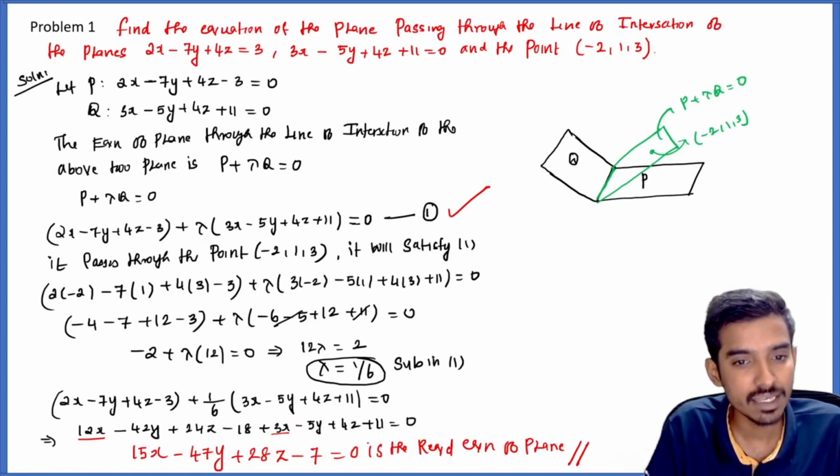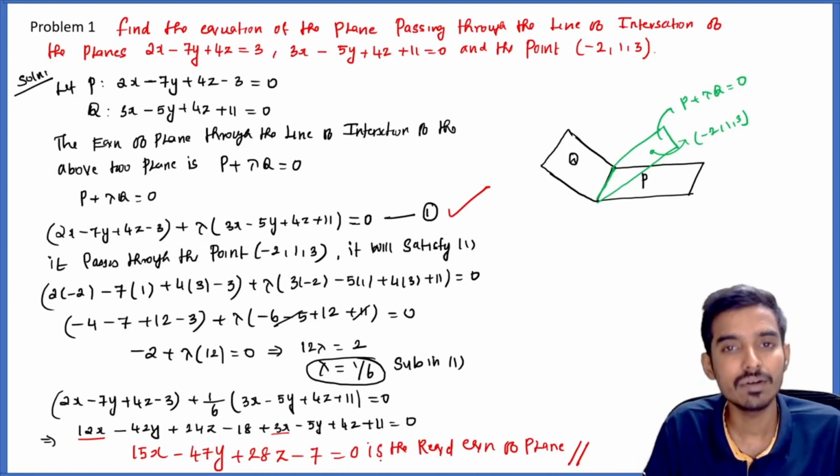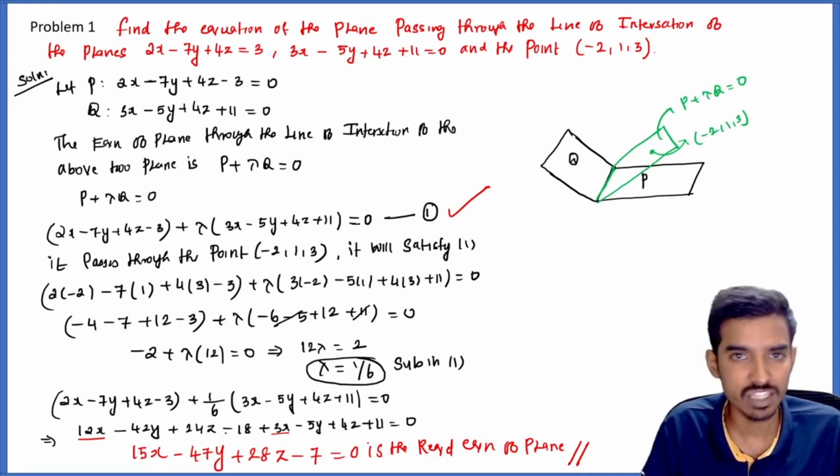Substitute this 1 by 6 here. Simplify. So 12x plus 3x is 15x, minus 42y minus 5y is minus 47y, 24z plus 4z is 28z, minus 18 plus 11 is minus 7, is equal to 0. Overall, you're going to have 1 by 6. Take that to that side, you will have it equal to 0. 15x minus 47y plus 28z minus 7 is equal to 0 is the required equation of plane.